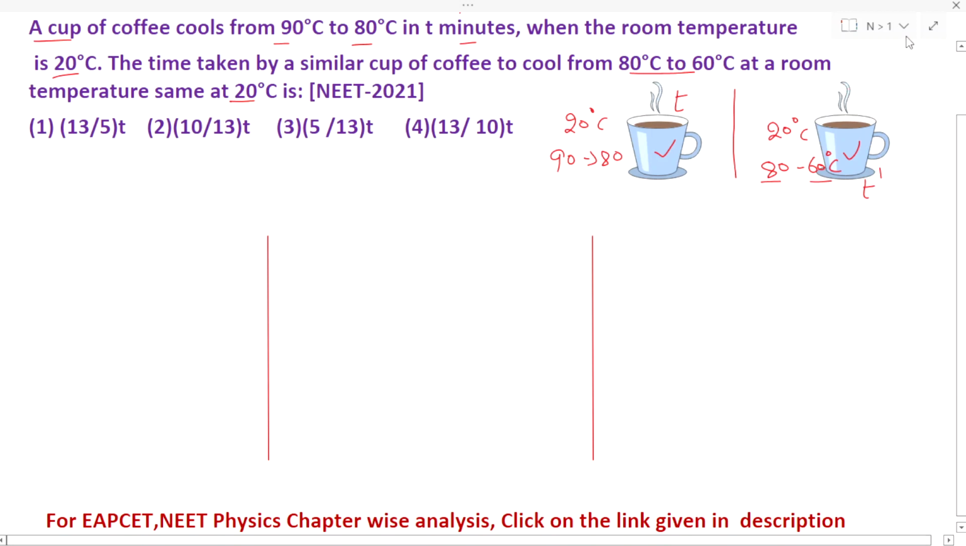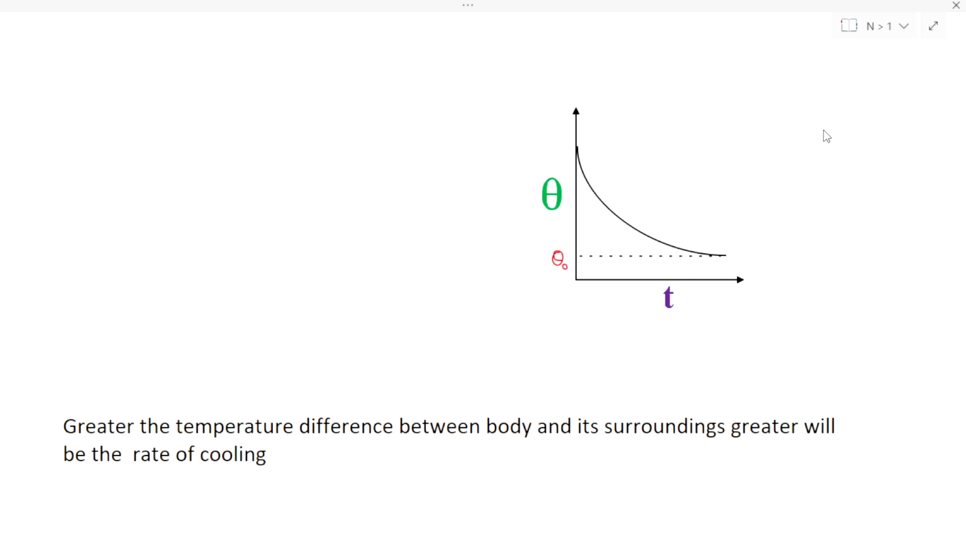To understand this shortcut, you should know a concept. The concept is this: this is the cooling curve of a body. For every body, the temperature of the body falls with respect to time in this manner, that is, it falls exponentially. If you see, the initial fall is more compared to the later fall. Initially the body cools very fast compared to later.